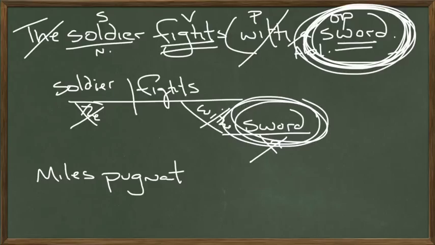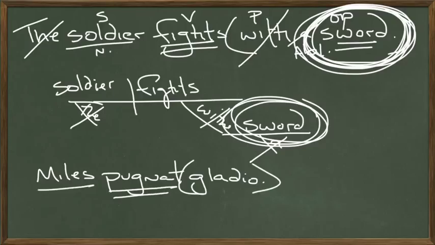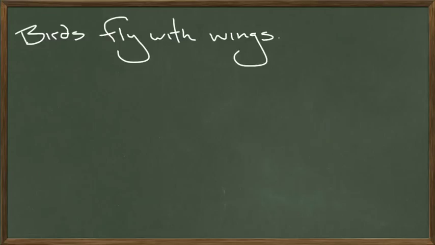So we will simply change sword from gladius, that's nominative, to gladio. And there we go. Miles pugnat gladio. That means the soldier fights with a sword. Here's our subject, here's our verb, here's the prepositional phrase. Miles pugnat gladio. Let's look at 5 or 6 more examples.